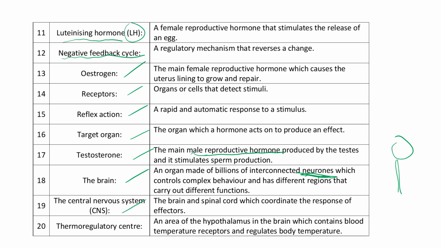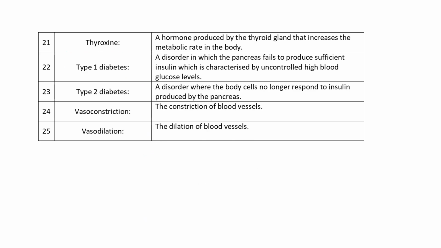The area of the hypothalamus in the brain, which contains blood temperature receptors, right, and regulates body temperature, is the thermoregulatory center. A hormone produced in the thyroid gland, so there's your head, there's your neck, right, so you've got a very long neck. Let's put some shoulders in there. Your thyroid glands are approximately here, and they increase the metabolic rate: thyroxine.